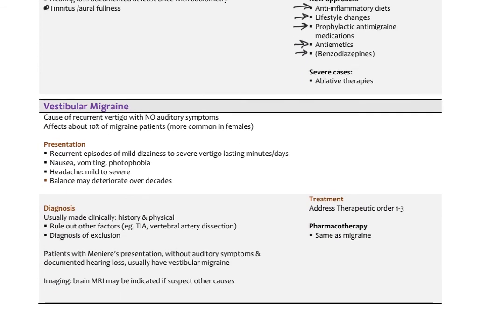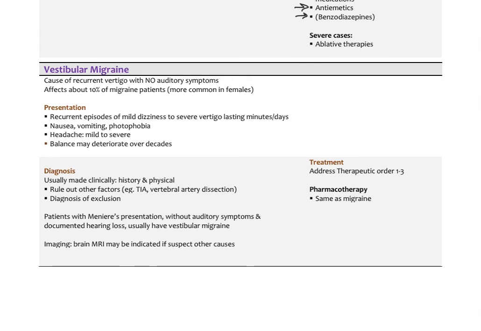This is a cause of recurrent vertigo with no auditory symptoms. Affects about 10% of all migraine patients. So patients usually have a history of migraine. There are recurrent episodes of mild dizziness to severe vertigo lasting minutes to days. There's usually nausea, vomiting, photophobia, that's light sensitivity, and then headache is usually mild to severe. So here we have the vertigo with a headache with no auditory symptoms. Balance, however, can deteriorate over the decades. So we think this inflammatory process eventually affects the balance system in your inner ear.